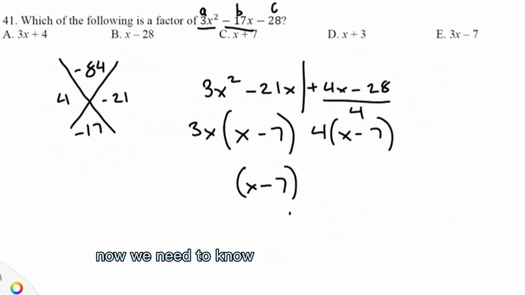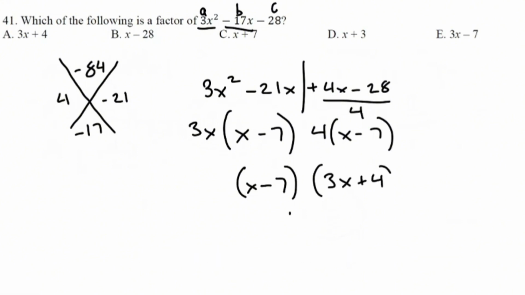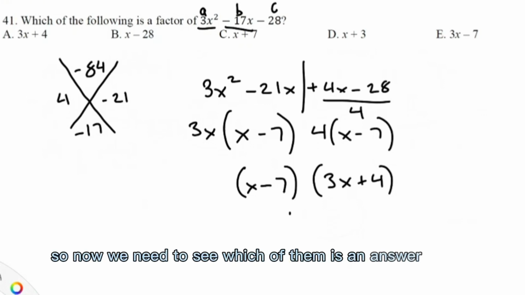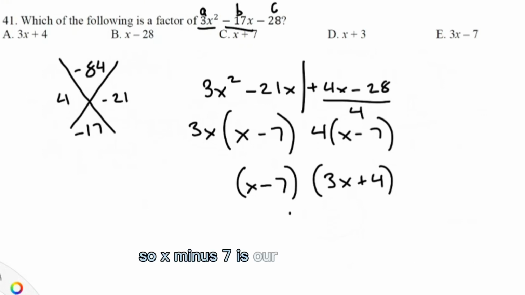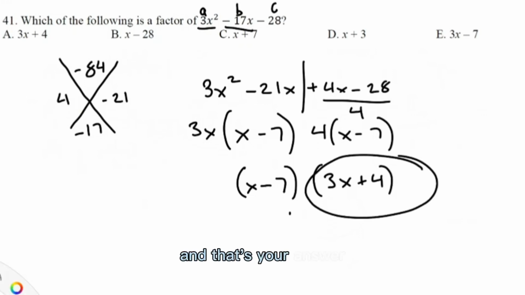Now we need to know what is the other factor. Well, we can take the two values we have here in front of the parentheses, 3x and positive 4. So now that becomes 3x plus 4. Now these are our two factors. So now we need to see which of them is an answer choice. So x minus 7 is not an answer choice, but A is 3x plus 4, and that's your answer.